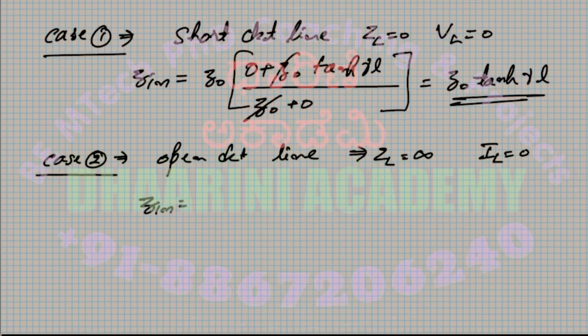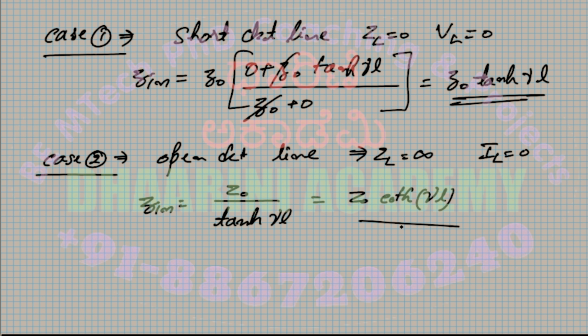Yeah, what happens? 1 by tan, there will be a Z naught, I guess, right? So outside you have a Z naught, correct. Z naught divided by tanh of gamma L. By the basic definition, 1 by tan becomes a coth, hyperbolic cotangent. So this is Z naught coth of gamma L. Correct. That's the right answer.